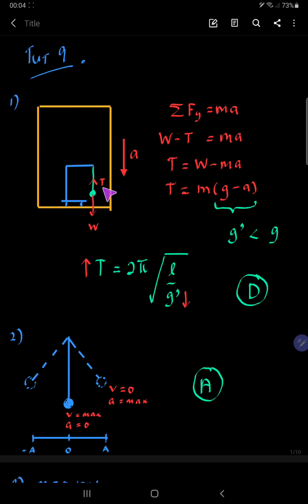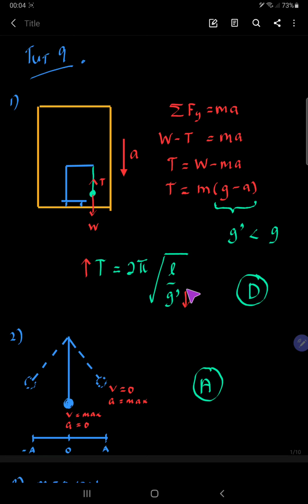So the equation is W minus T equals ma. By rearranging the equation, you will get T equals W minus ma. W equals mg, then we just factorize m, you will get m(g minus a). From this equation, g minus a represents our g prime, where in this case g prime is smaller than g. Why? Because g is 9.81 minus some value, giving you a value which is smaller than g. So g prime, which is g minus a, is smaller than g.